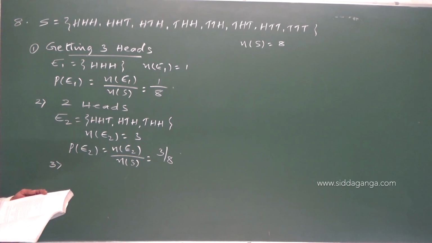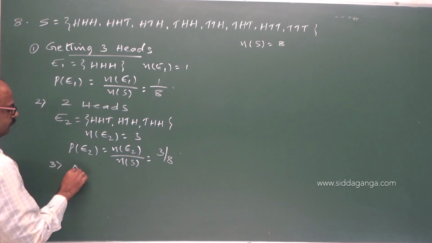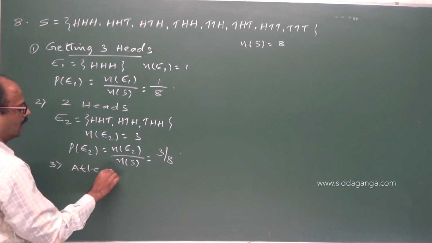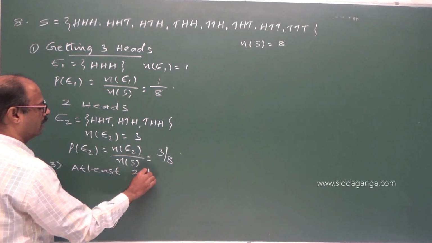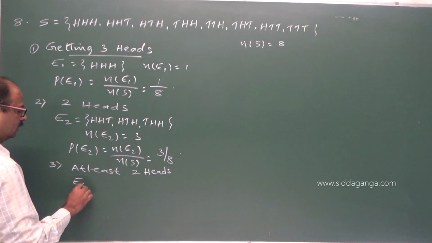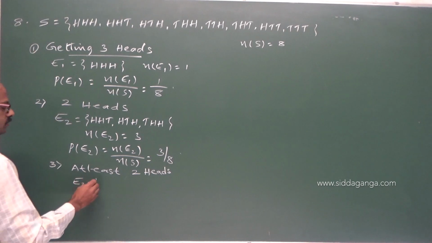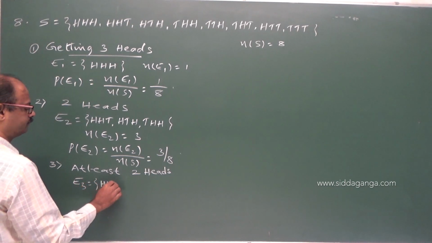The third one, at least 2 heads. At least 2 heads. You can call it as E3. Minimum 2 heads. Minimum 2 heads means you can have 3 heads also.